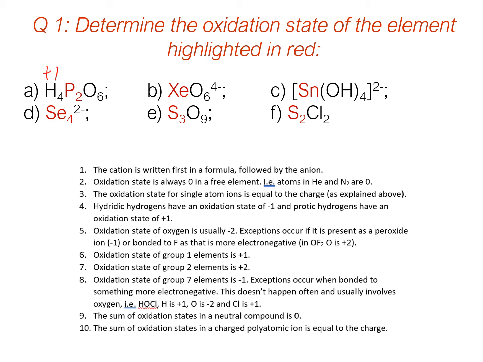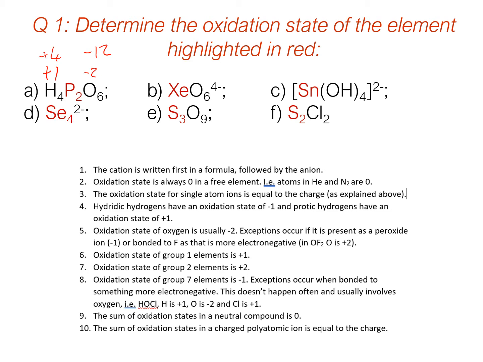And since there are 4 hydrogens, that means that the contribution of all the hydrogens to the oxidation state is +4. The oxygen, that's an anion because it's written at the end. Rule 5 says that the oxidation state of oxygen is usually -2, which would be correct in this case. There's nothing funny going on. And since there are 6 of them, the contribution of the oxygen is -12. And then we look at rule 9 or 10, see if it's charged or not.